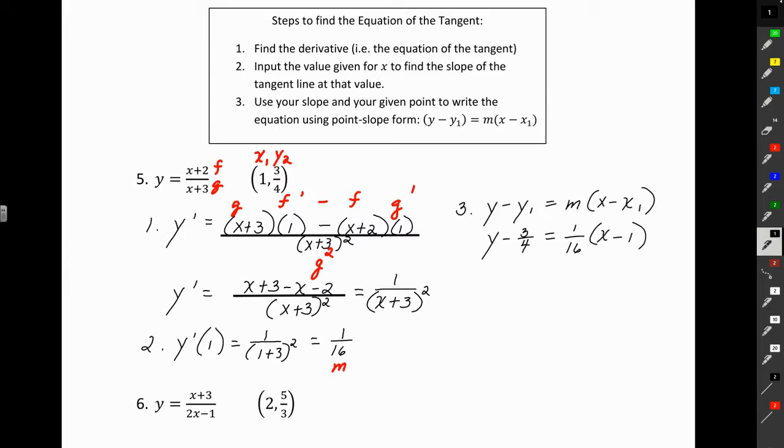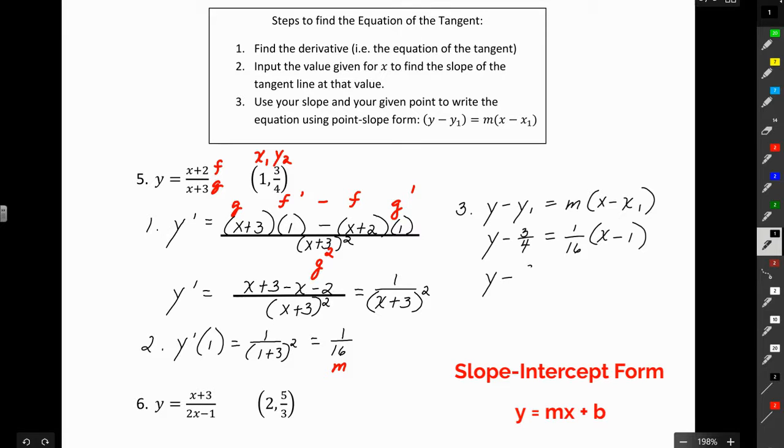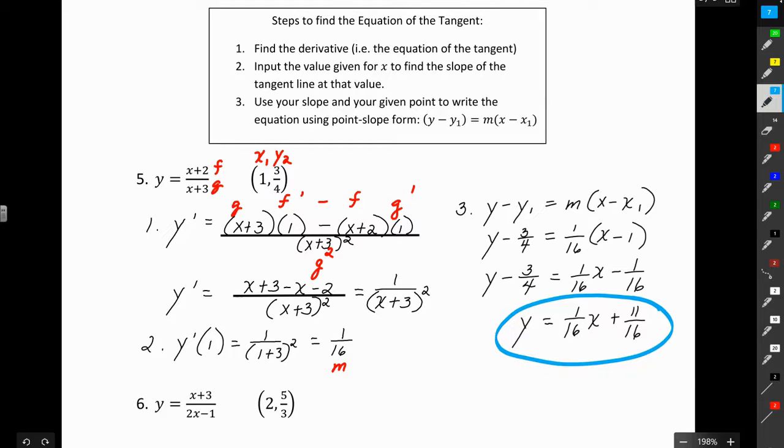That's an equation that qualifies, but I always like to put it in slope-intercept form. So I'm going to just keep going here, simplifying this. I'm going to distribute the 1 over 16, and then I'll add 3/4 to both sides. I just think that looks a lot nicer than point-slope form, so here's my final answer.